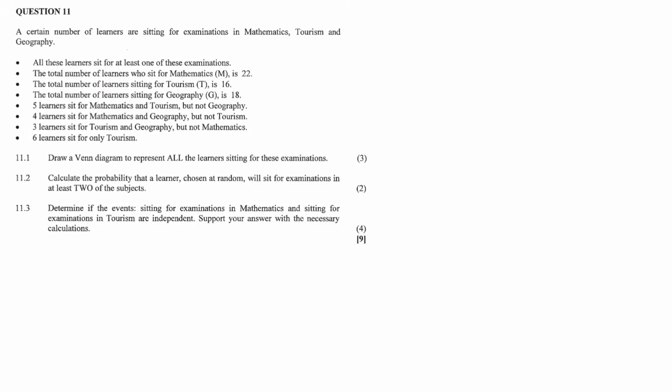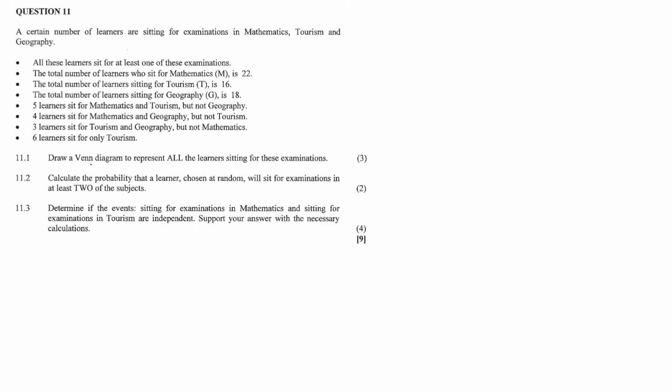The total number of learners who sit for mathematics, M, is 22. The total number of learners sitting for tourism is 16. The total number of learners sitting for geography is 18. 5 learners sit for math and tourism but not geography. 4 learners sit for mathematics and geography but not tourism. 3 learners sit for tourism and geography but not mathematics, and 6 learners sit for only tourism.